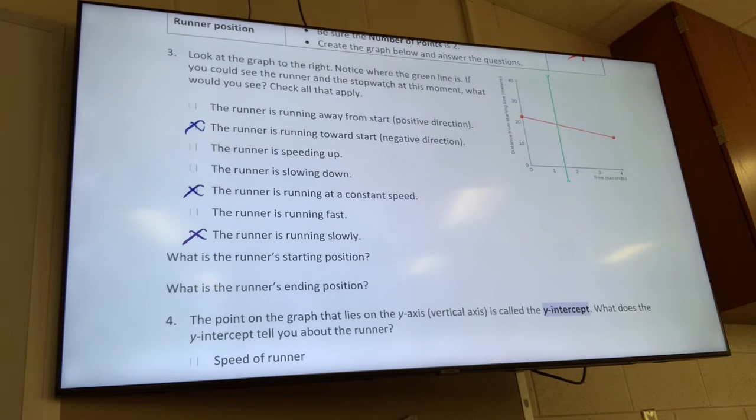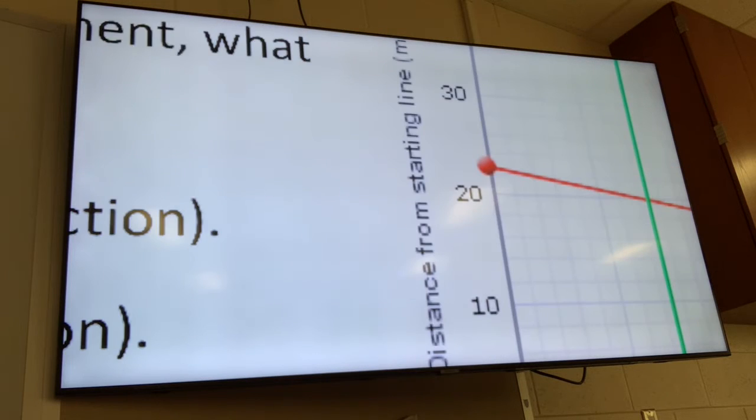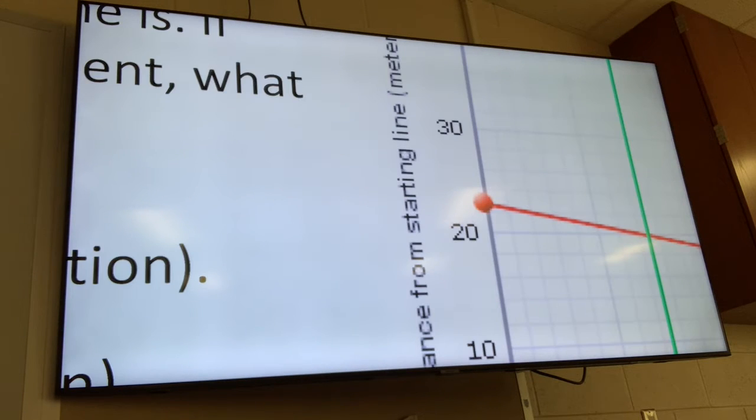What is the runner's starting position? This is tricky because it's kind of hard to see because the dot's big and it's kind of pixelated. But if you count each line, they go up by 2s. So I got 23 meters. Because to me, it looked like it's in between those 2. It's like not on exactly one of those lines. So I put 23 meters. But you can tell where it is on the y-axis. That's the starting point.